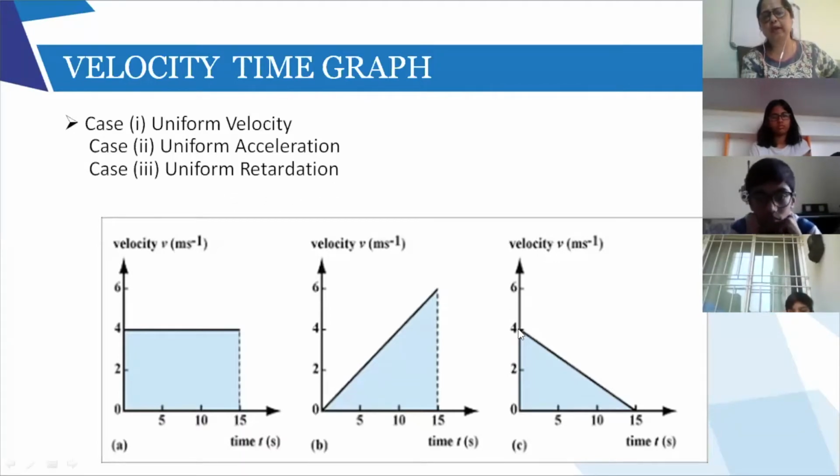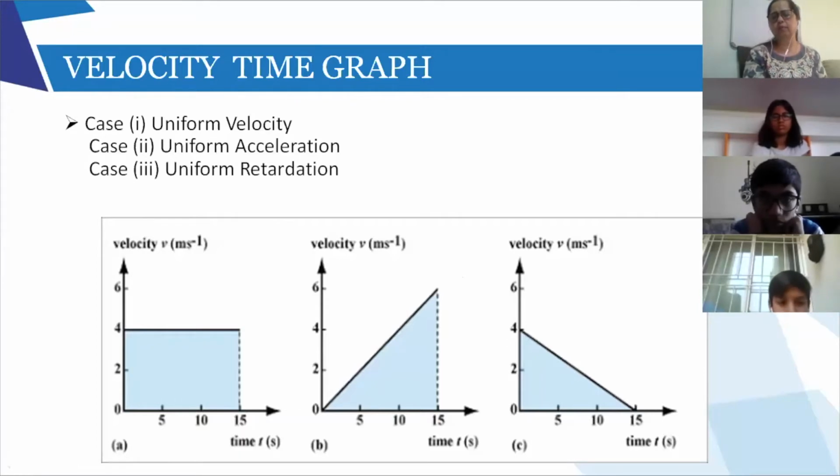Now, the third graph, uniform retardation. Now you can see that the body was traveling at 4 meters per second. Slowly, after 5 seconds, the velocity has become 2 meters, then it is becoming 1 meter, and at 15 seconds it became 0. So the body.